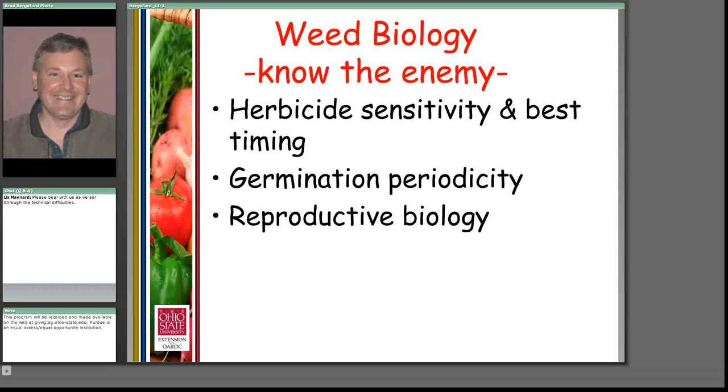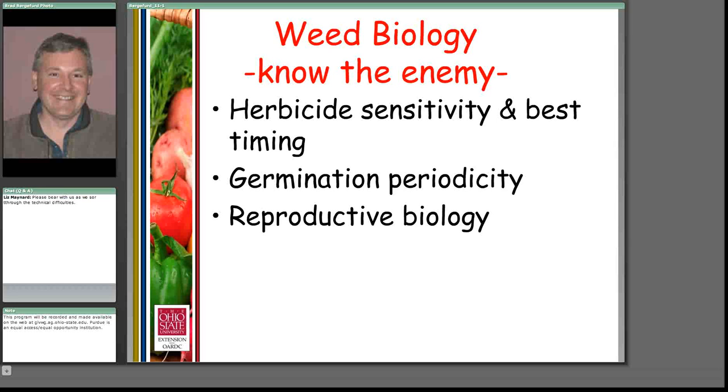If we do use herbicides, again, prior to building that tunnel, we want to make sure we get the ones that are the most sensitive to that weed species, and also apply them for the best timing we have for control of those.